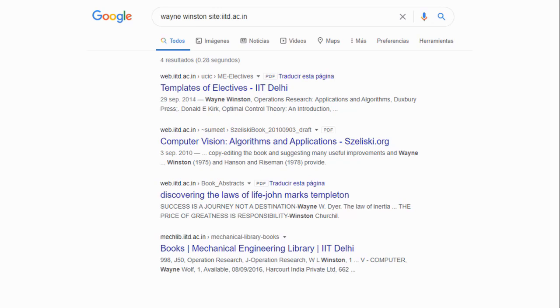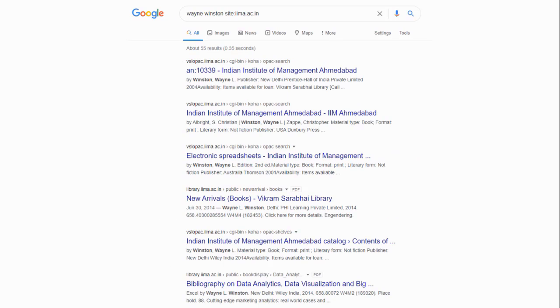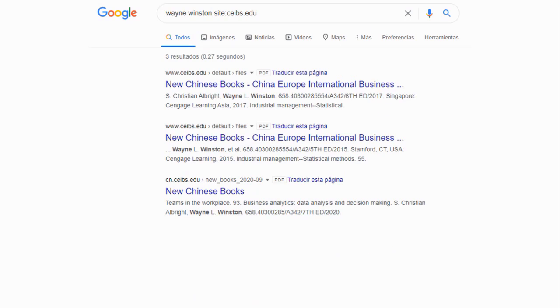But again, you can see they're using his book. And also here, this is the Indian Institute of Management, which is the number one business school in India. And you can see again, they're all using his content. And this is a school in China. It's SEIBS, and this is the number one business school in Asia, I believe. And they're also using his content.